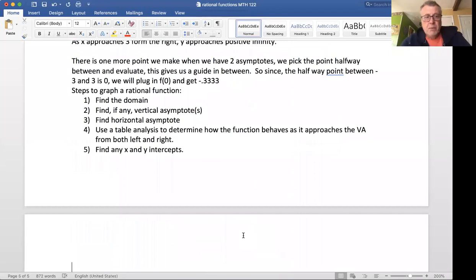How do we graph a rational function? First, we find the domain. We find any vertical asymptotes and any horizontal asymptotes. We use a table to analyze how the function behaves as it approaches the vertical asymptote from both left and right. And we also find the x and y intercepts if they're available. Sometimes we don't have an x or y intercept.